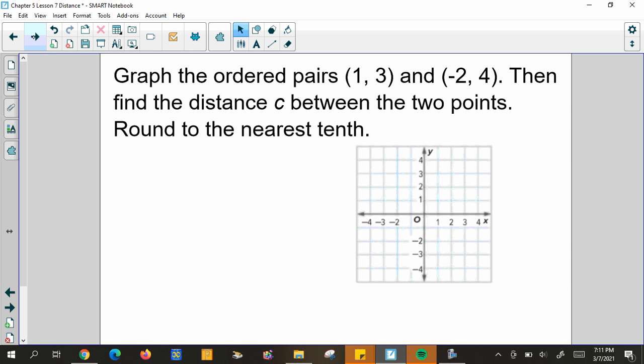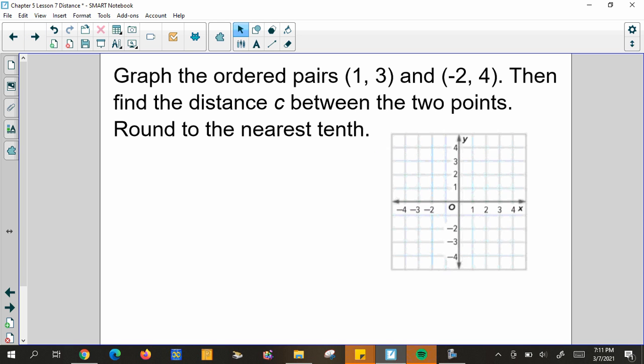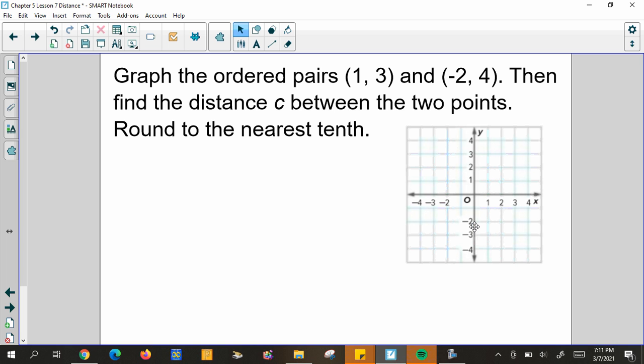The first type of question we're going to look at is going to ask us to graph the points or the ordered pairs 1, 3 and -2, 4. Then find the distance C between the 2 points. Round to the nearest tenth. When we're trying to find the distance, we're going to be finding the hypotenuse C.